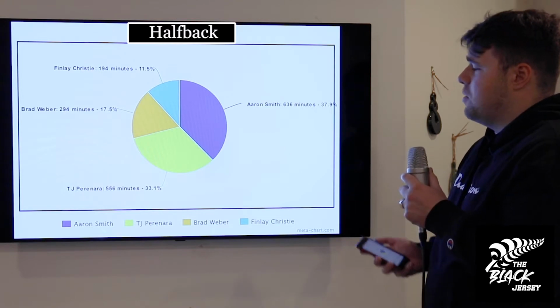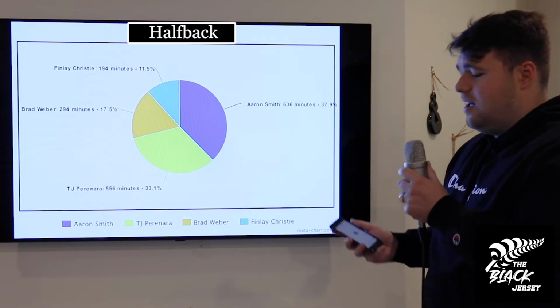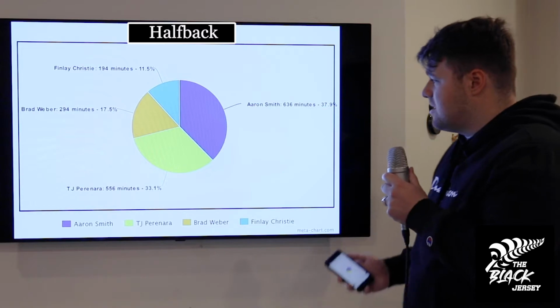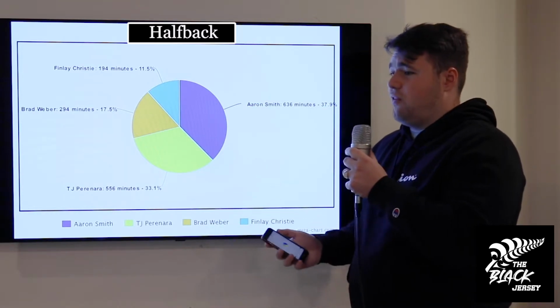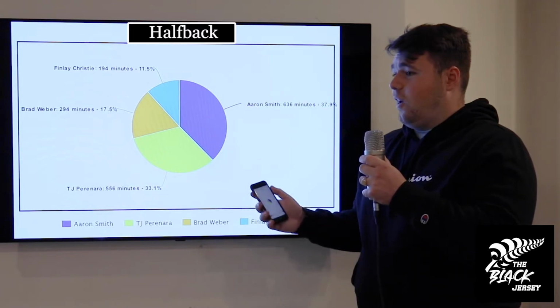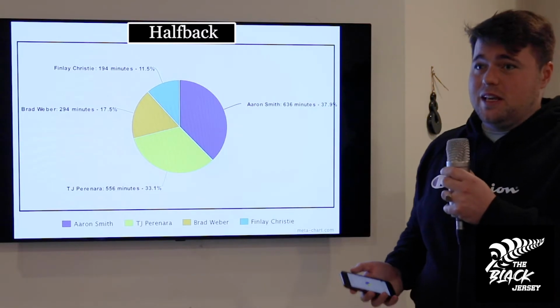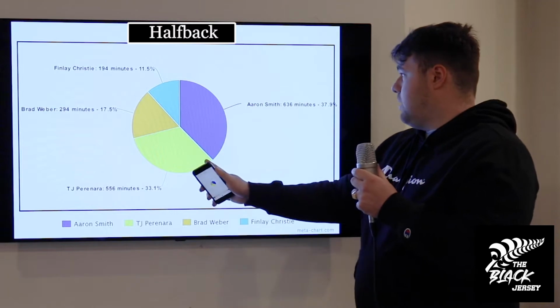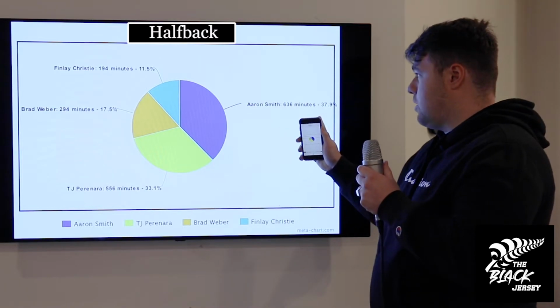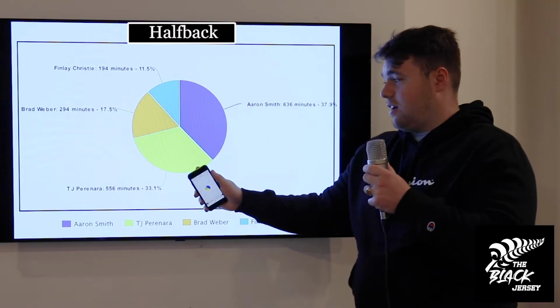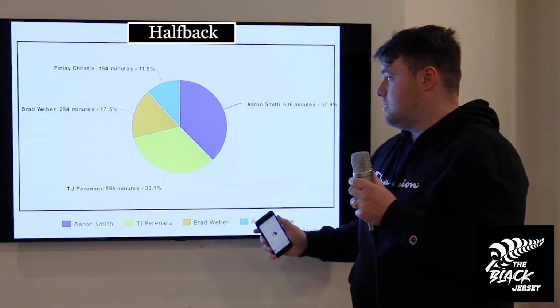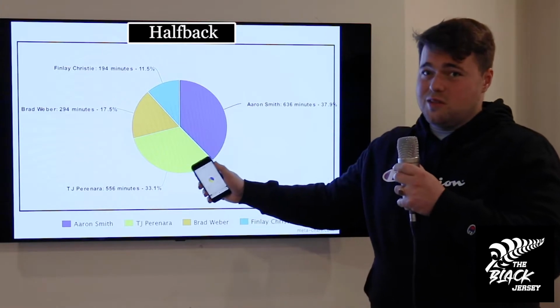when you're looking at things. The worry is for me though, is that TJ Perenara's minutes are going to go grey, and so this is going to be roughly like a fifth of the chart or something come 2023. He's played nearly as many minutes as Aaron Smith. Smith's played 636. Perenara's played 556. So this is a bit of a concern for me.